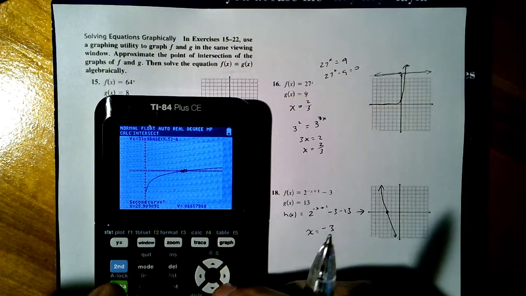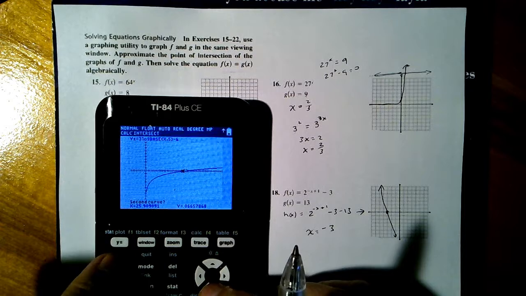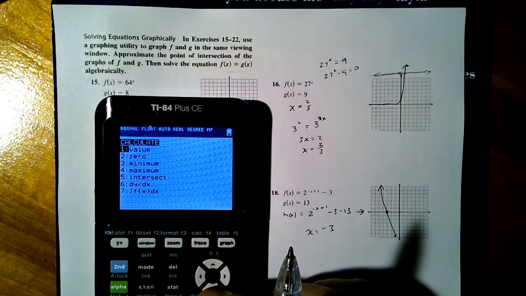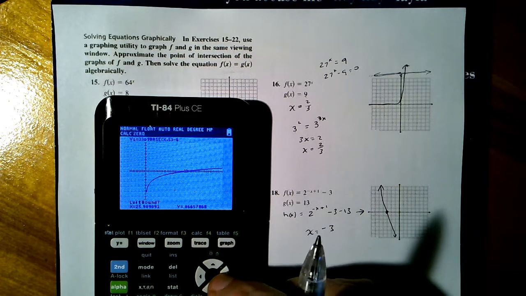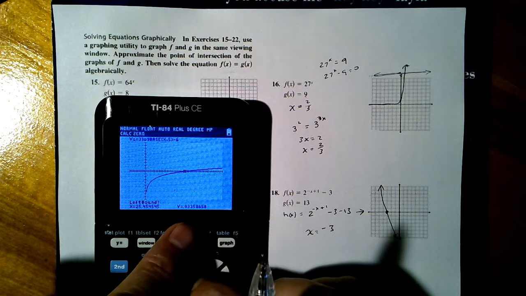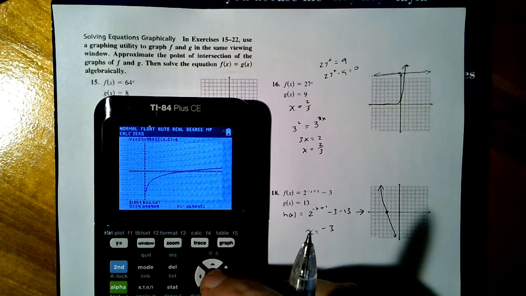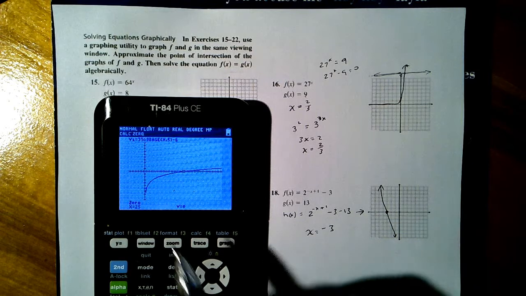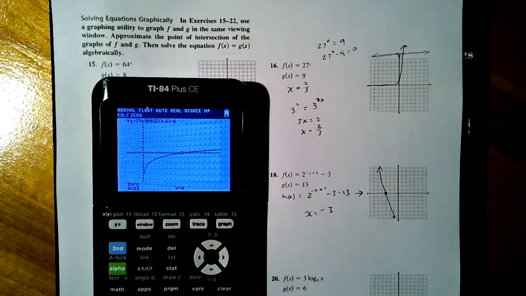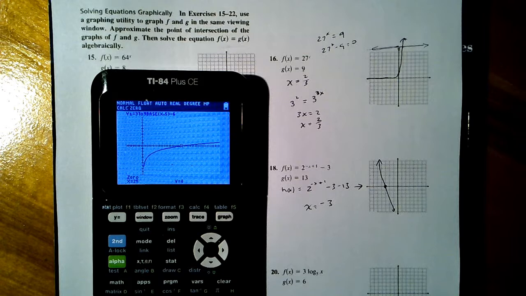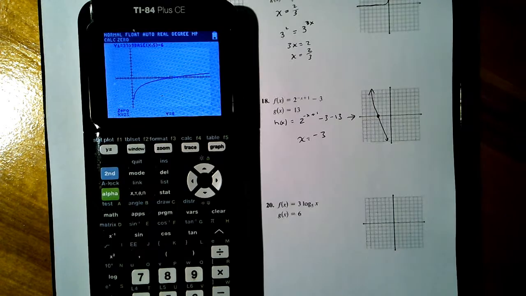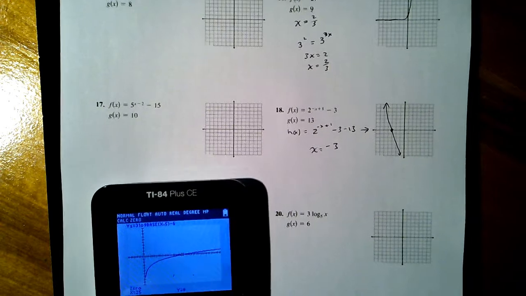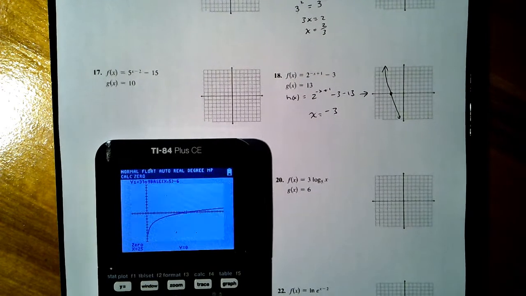Oh, you know what? I don't think I did the right thing. Second calc 0. Did I do intersection? Okay. All right. I am to the left of it now. I am to the right of it now, and we get 25. So I suspect it wouldn't be too bad of a problem.